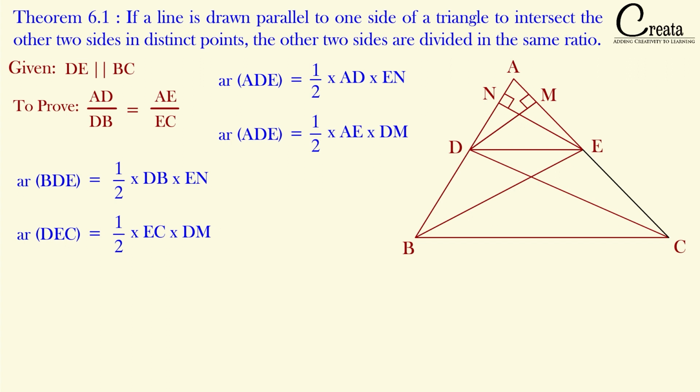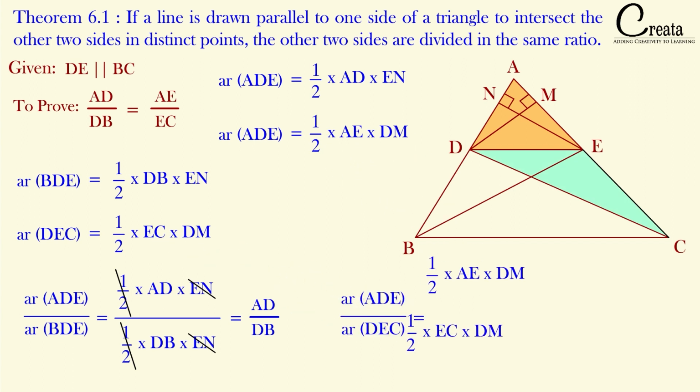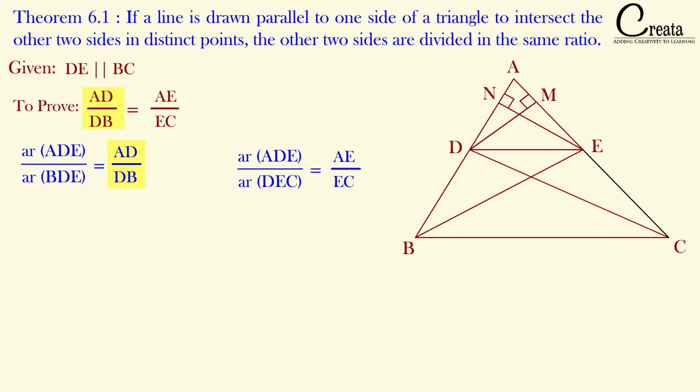So let's move further and let's find the ratio of area of the triangle ADE upon area of the triangle BDE. That will be AD upon DB. Okay, AD upon DB. We got one side of the equation that we have to prove. Second, let's find the ratio of area of the triangle ADE upon area of the triangle DEC. We got the ratio as AE upon EC. Got it? Here we have to prove AD upon DB is equal to AE upon EC. Basically, we have to prove this is equal to this. So let's see, can we do so?